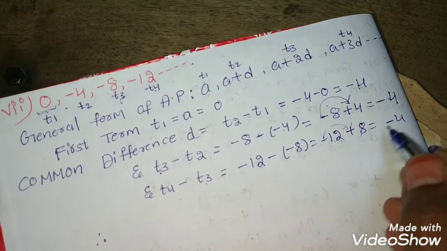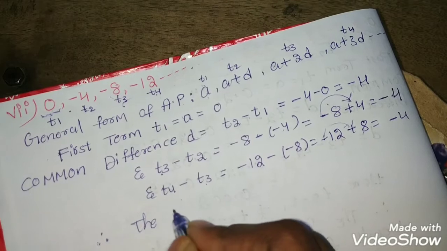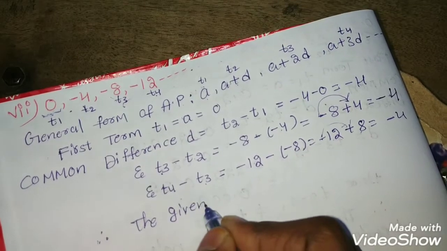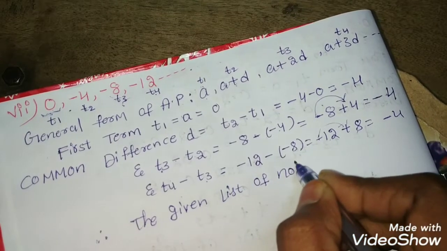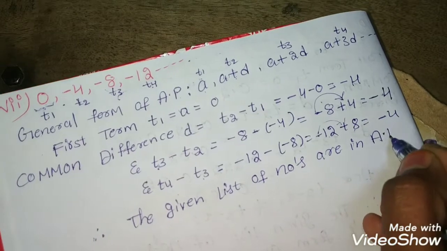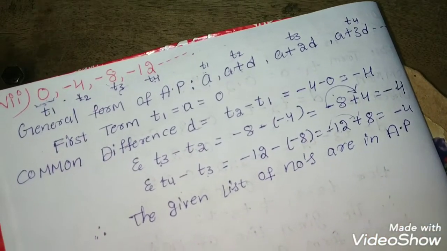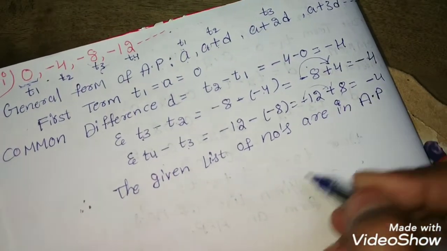So I keep here minus. So therefore the given list of numbers are in arithmetic progression. Please write in the full form. Don't write AP. Write in full form, that is arithmetic progression.